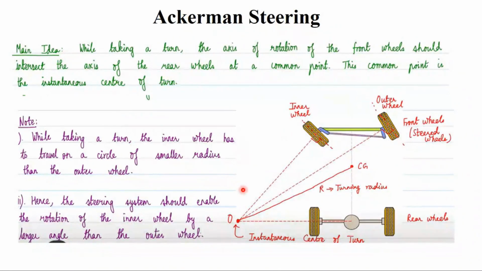Okay, so what will happen? The inner wheel has to travel a circle. When you draw an arc, what happened? The circle will be created, right? And while taking a turn, the inner wheel has to travel a circle of smaller radius. The radius is smaller, right? When comparing to that of the outer wheel, the outer wheel has to travel on a higher radius than the inner wheel. Okay, hope this point is clear.